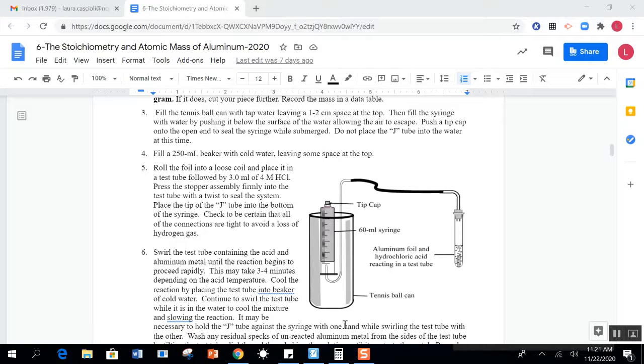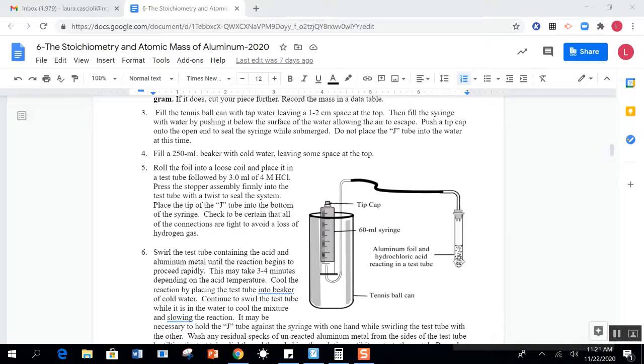In this video, I want to go over some of the post-lab calculations and the sources of error in the experiment that we did with the atomic mass of aluminum. I'm going to be using the data that is in that experimental video, though you will have different numbers if you perform the experiment in class.